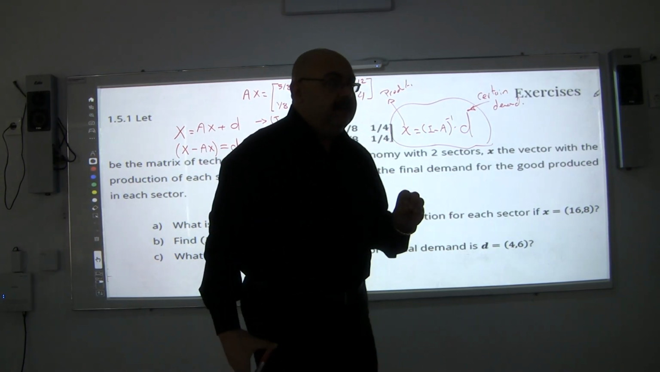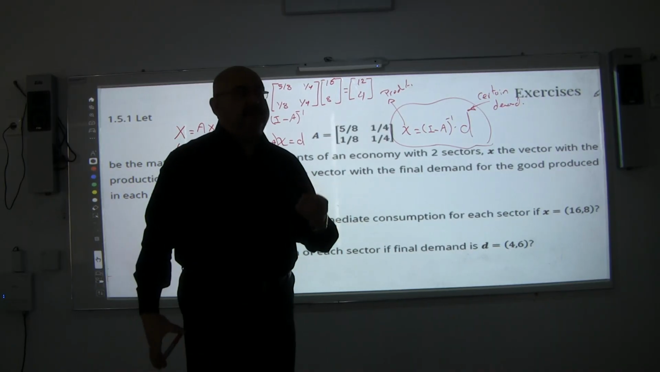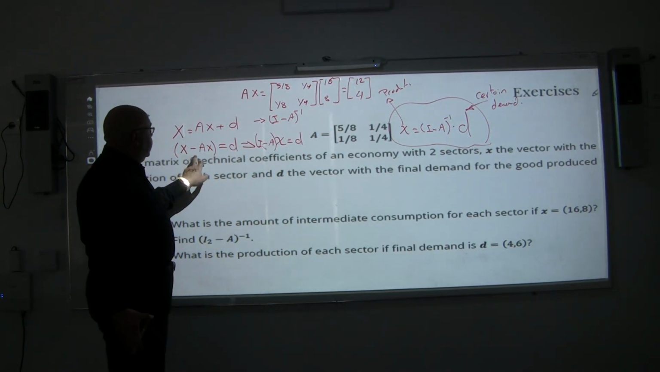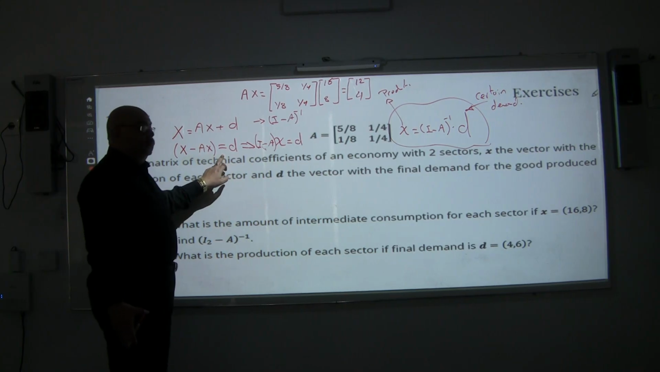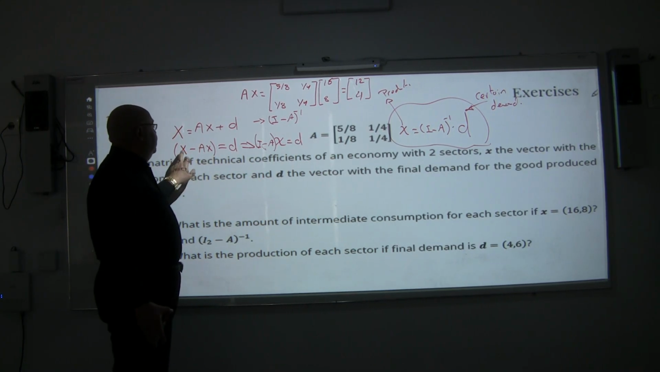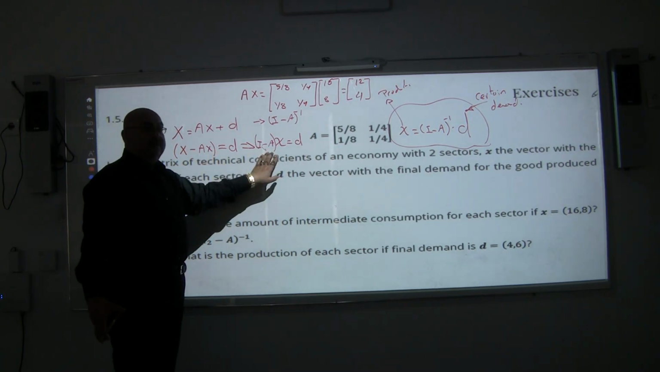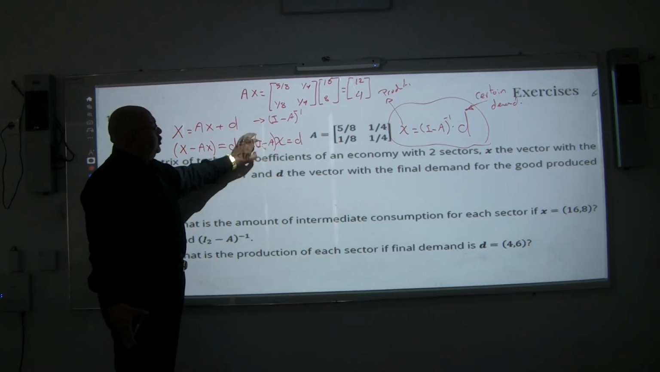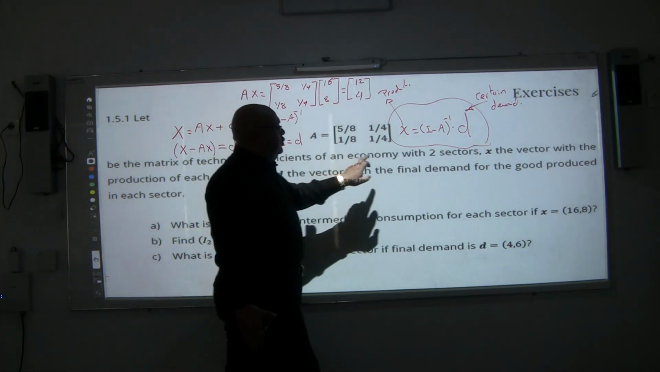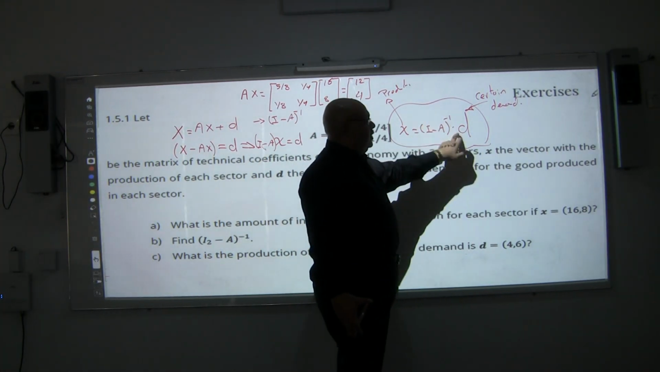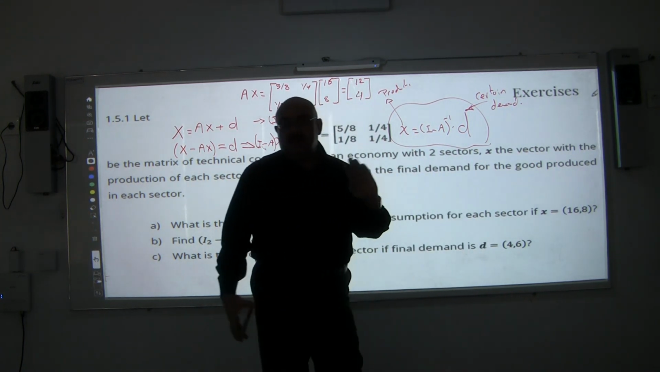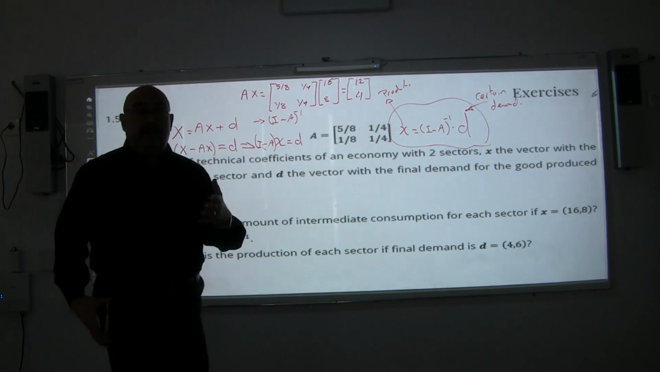Do you read me? I means the unit matrix, because here we are talking about matrices. If I take X as a common factor, it comes out from A, and this is going to be I. So it's going to be I minus A times X, as you can see. I move this part to the other side, which means X equals I minus A to the power of negative 1 times D, which is the inverse Leontief matrix. So, are you with me?